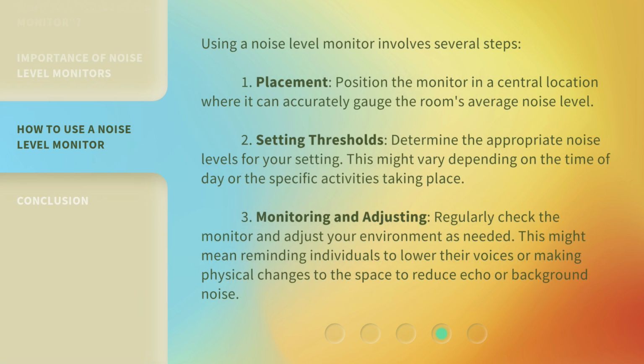Using a noise level monitor involves several steps. 1. Placement. Position the monitor in a central location where it can accurately gauge the room's average noise level. 2. Setting thresholds. Determine the appropriate noise levels for your setting. This might vary depending on the time of day or the specific activities taking place. 3. Monitoring and adjusting. Regularly check the monitor and adjust your environment as needed. This might mean reminding individuals to lower their voices or making physical changes to the space to reduce echo or background noise.